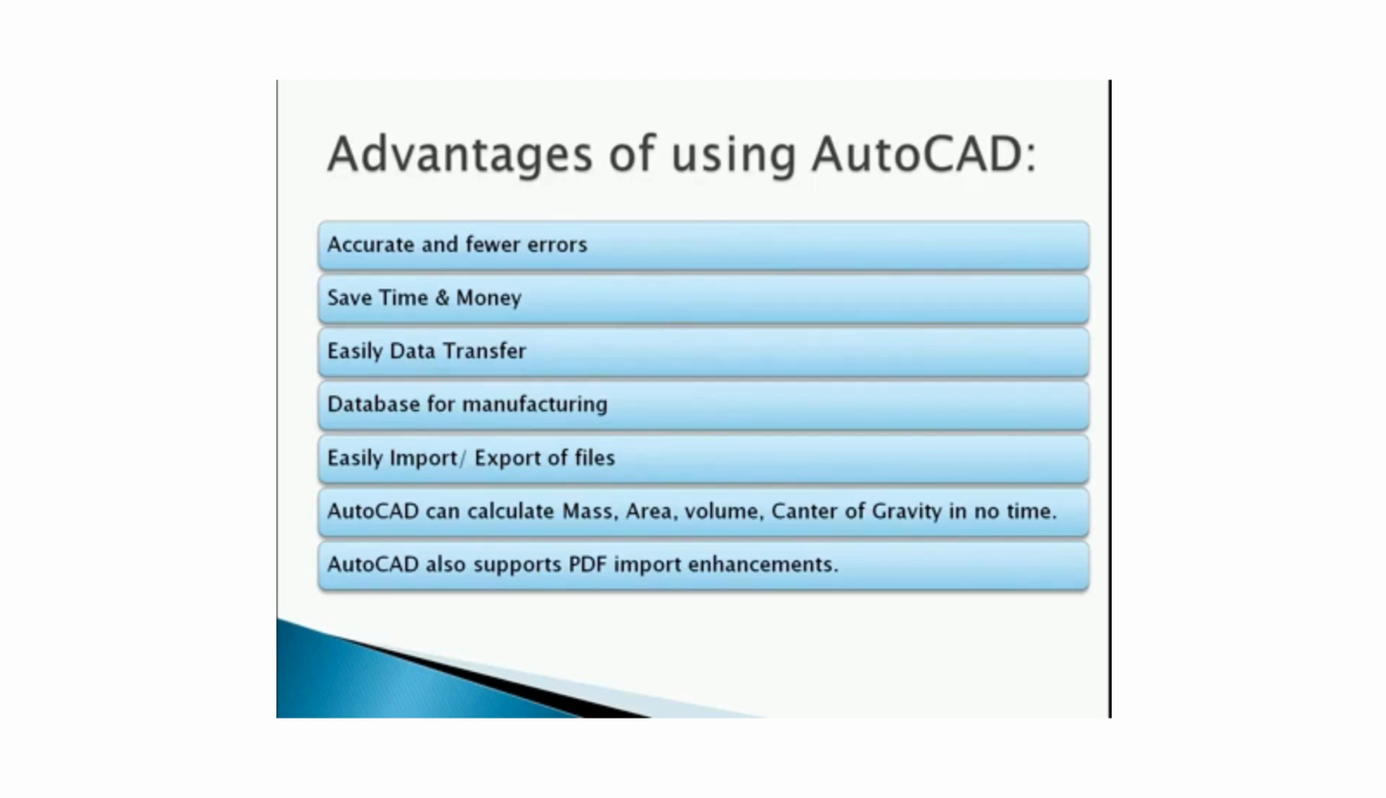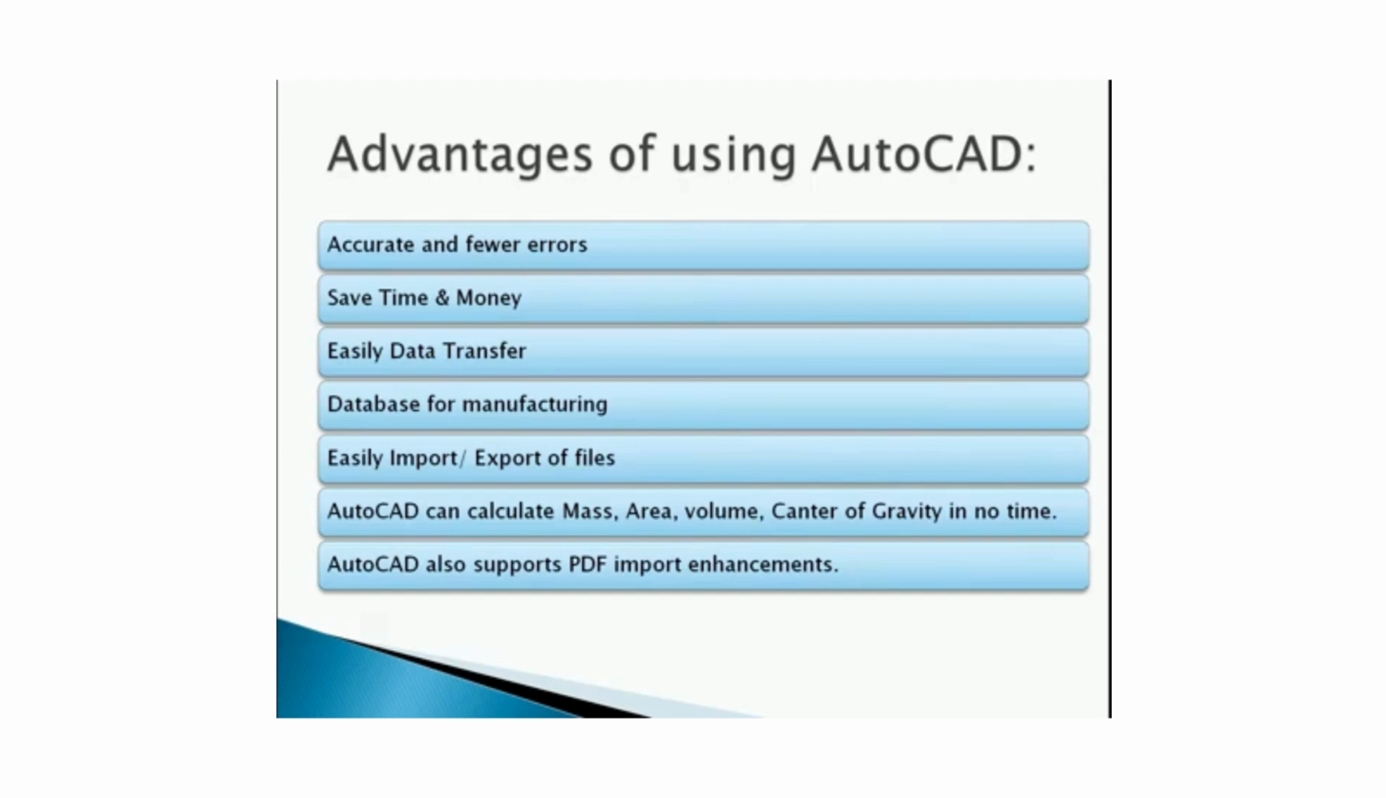The next advantage is AutoCAD can calculate mass, area, volume and center of gravity in no time. Whereas if you calculate all this by hand, it takes too much time. But AutoCAD calculates mass, area, volume, center of gravity in no time. This software has an auto dimensioning feature that helps in designing easy and very accurate sketches. The user can also create 2D drawings from 3D models.